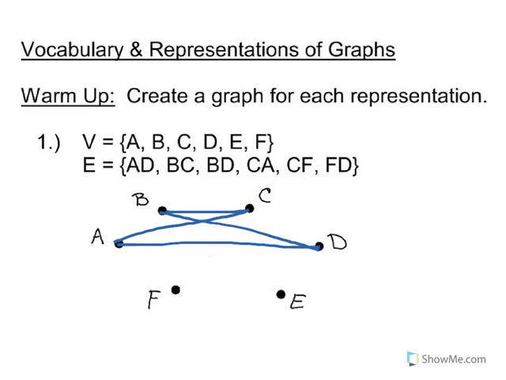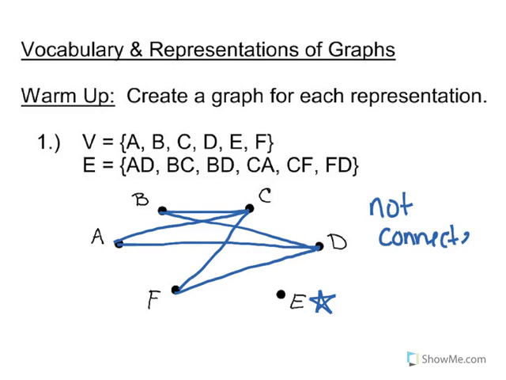And then we have CF and FD. Okay, so there are 1, 2, 3, 4, 5, 6 edges. So this is my graph. Now, my question for you is this graph connected? Well, this point down here, E, is what's making it not connected. So this is not connected. If vertex E was eliminated from the graph, then this would be a connected graph.